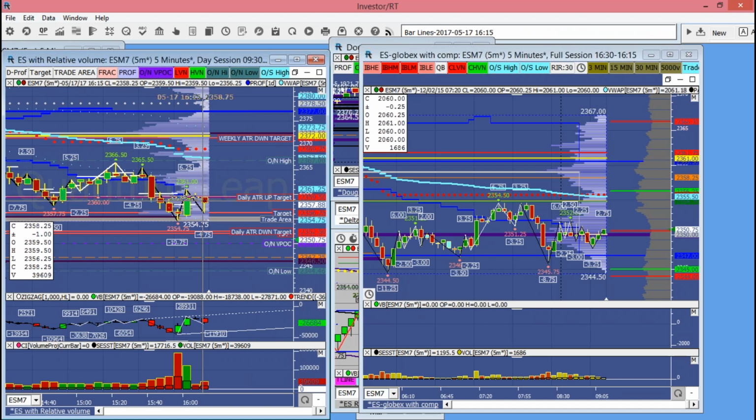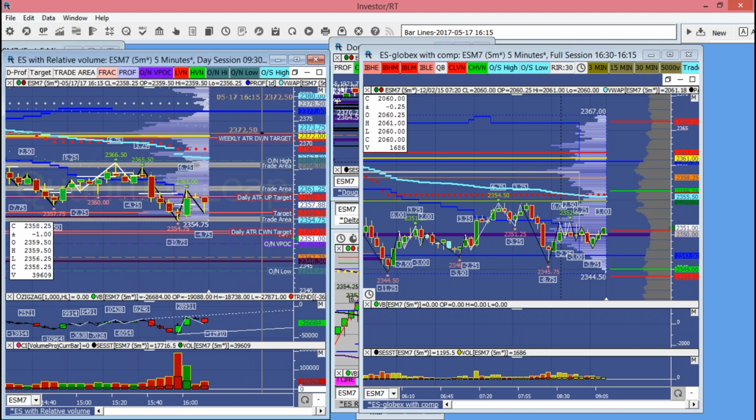naked close here. We have an LVN right here at 61 and an LVN at 66 with the overnight high just above, and then a move up into the 72.